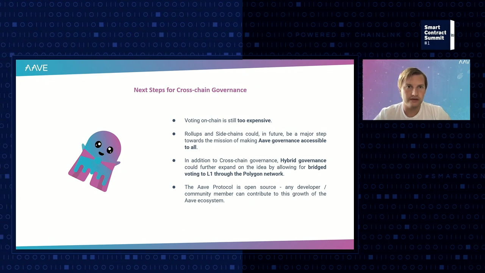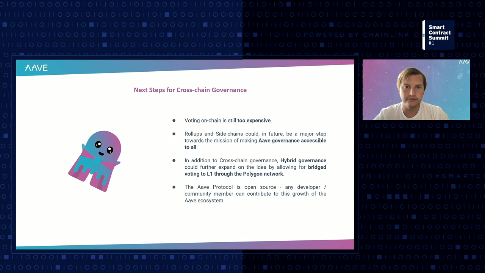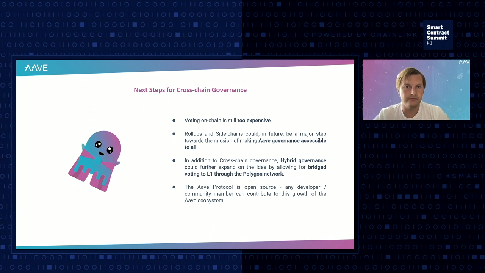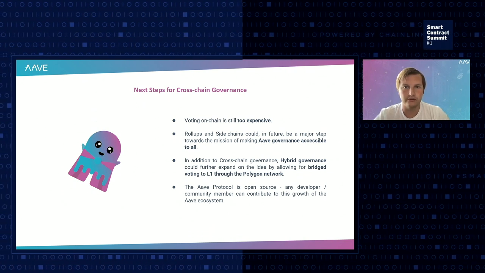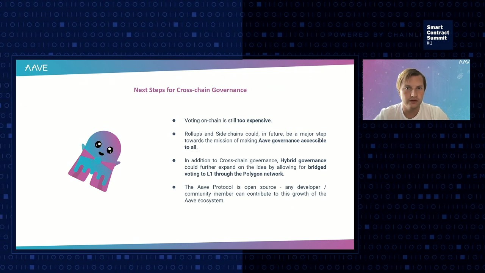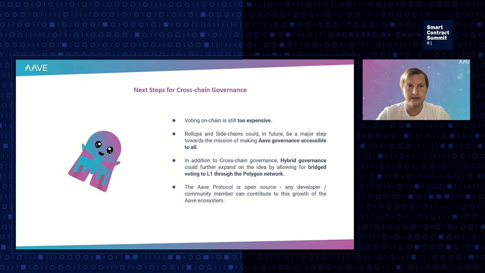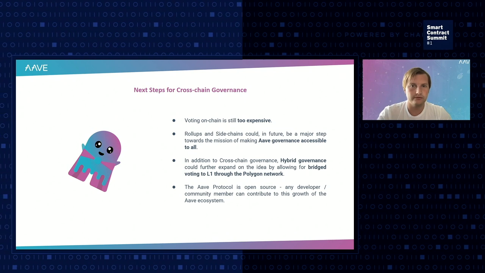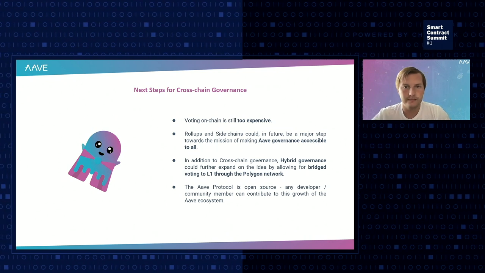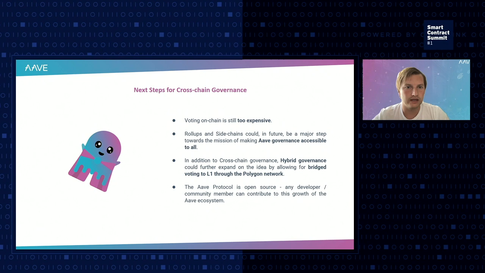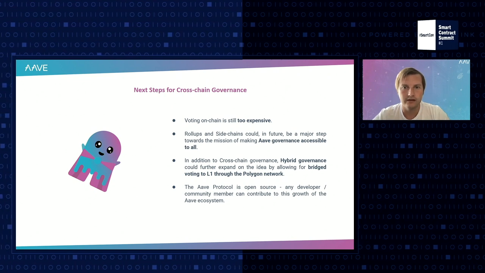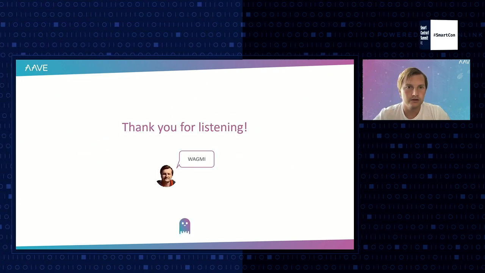Yeah, of course, other things are the gas costs. I mean, voting is still too expensive, and this is something where we're looking into optimistic voting, where voting is off-chain, but then someone takes the vote and puts that actual result on-chain. Essentially, that's something we're looking at to make the governance more inclusive.